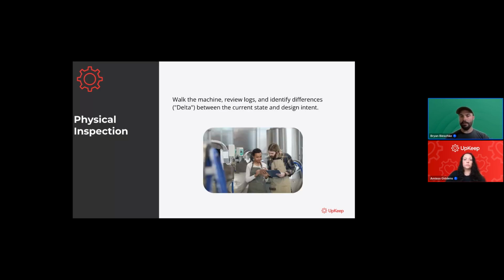Physically inspect. You hear me talk about it all the time. Walk machines. Go look at them. Go talk to people. Review the logs. If you don't have a CMMS, go talk to the last guy who touched it. Maybe he'll remember, right? You've got to walk the machines and look at them.